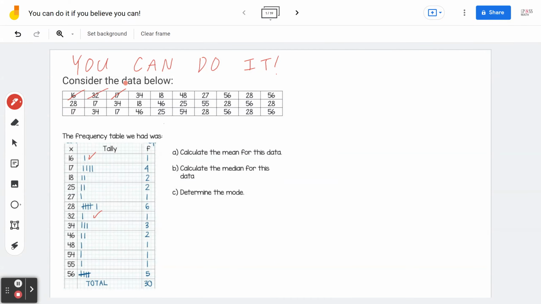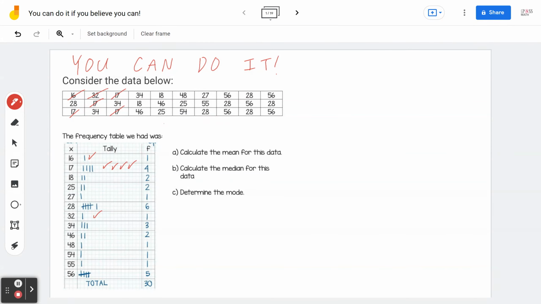Likewise, if you look at 17, there's one here, but there's also a second, a third, and a fourth 17. So we put 4 check marks just like that. So likewise, we can tally the rest of these data in this table.